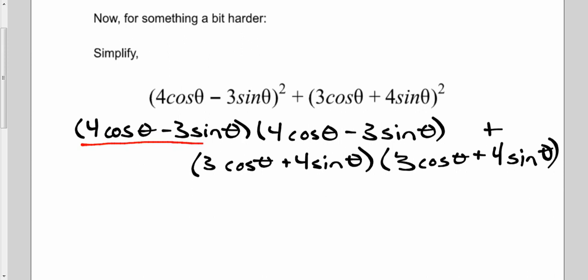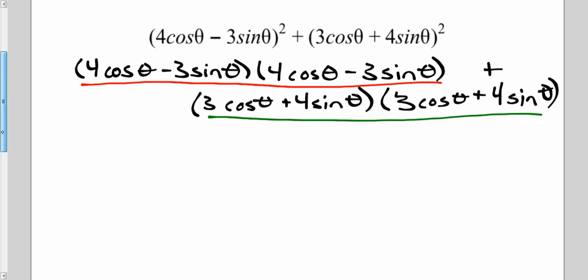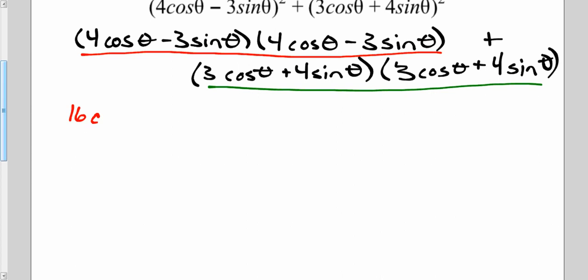I'm going to do this one in red. I'm going to do this one in green. So, how do I do the red one? What's going to be my first term when I distribute the term that's underlined in red? What's going to be my first term? 16 cosine squared theta. So this is 16 cosine squared theta. That's that right there, right? 4 times 4 is 16. Cosine times cosine is cosine squared.